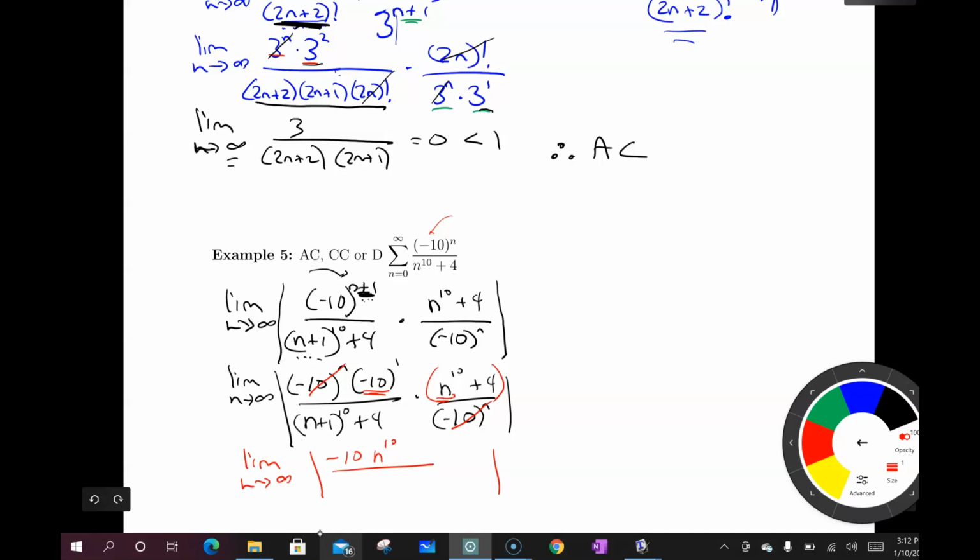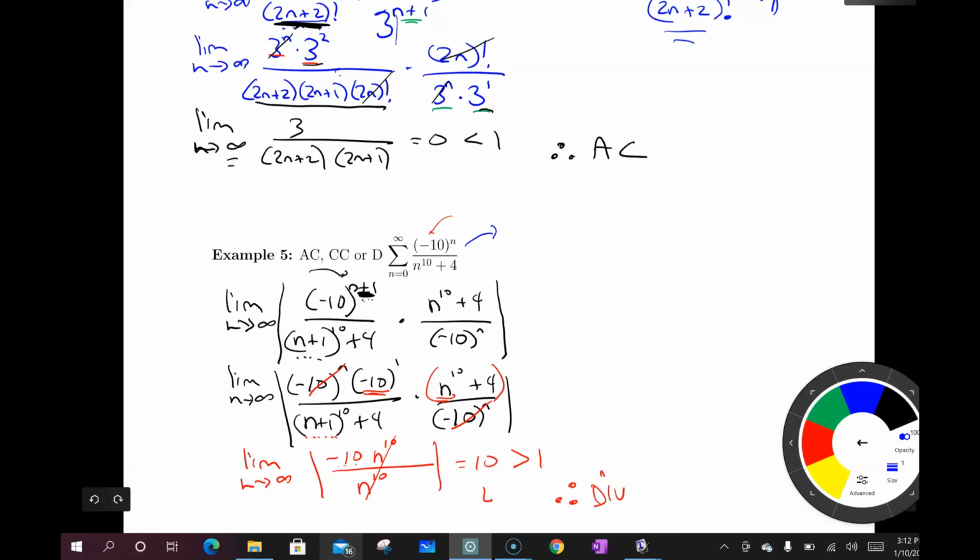Highest powered from the denominator. Let's think about it. This here would be multiplied out, and the highest powered term would be 1 n to the 10th. So I cancel the n to the 10ths, and I take the absolute value of negative 10, and I get 10. So that's my limit. Since this is bigger than 1, I get that this diverges.